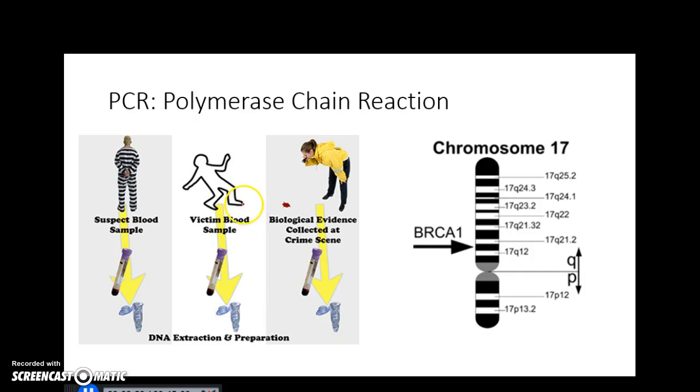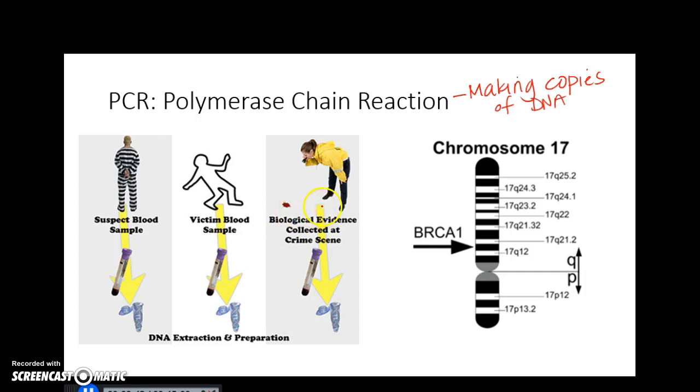Maybe a tiny speck of blood, or maybe some other biological evidence like semen or hair follicles or skin cells. Either way, we're going to have to remove that DNA, and there's just not a lot to work with. So polymerase chain reaction is literally just making copies of DNA. Okay, so we can run this reaction and just create a ton more DNA to work with.